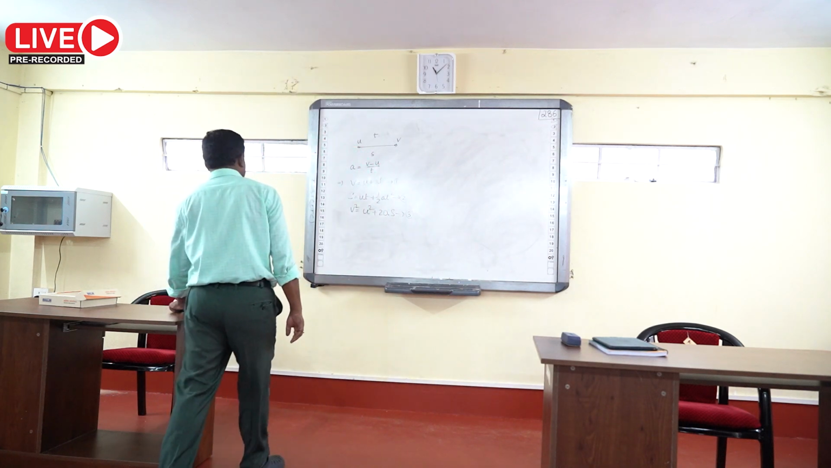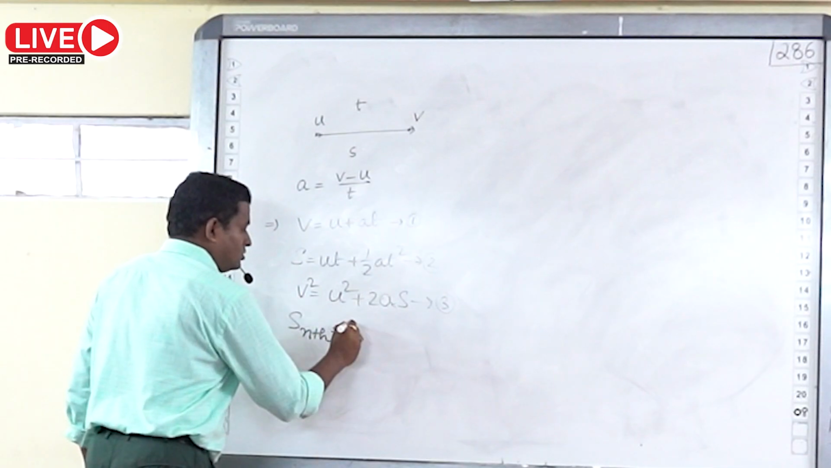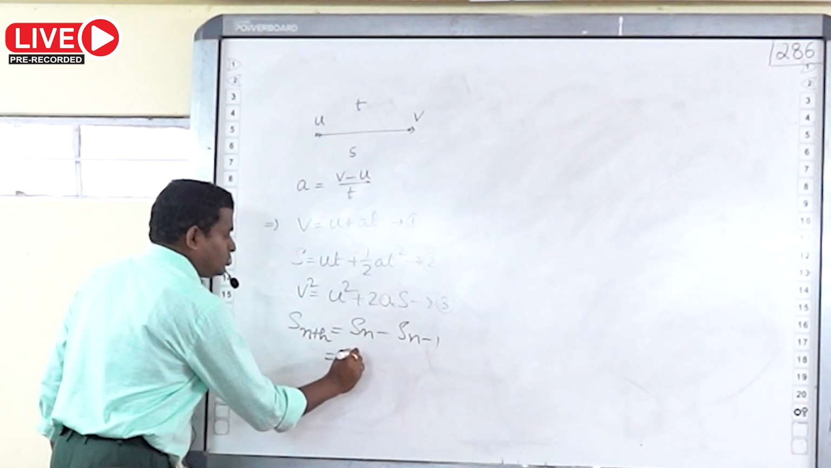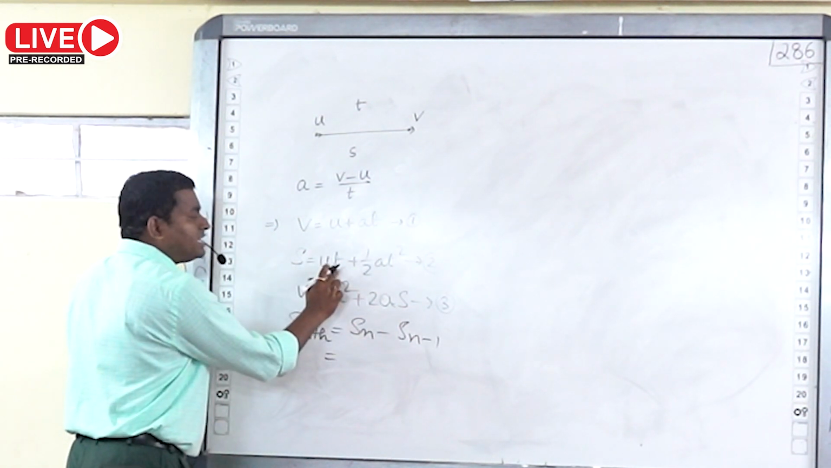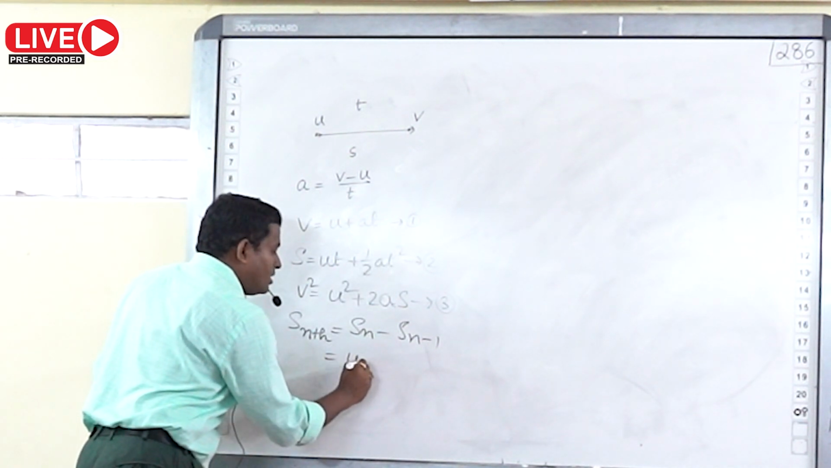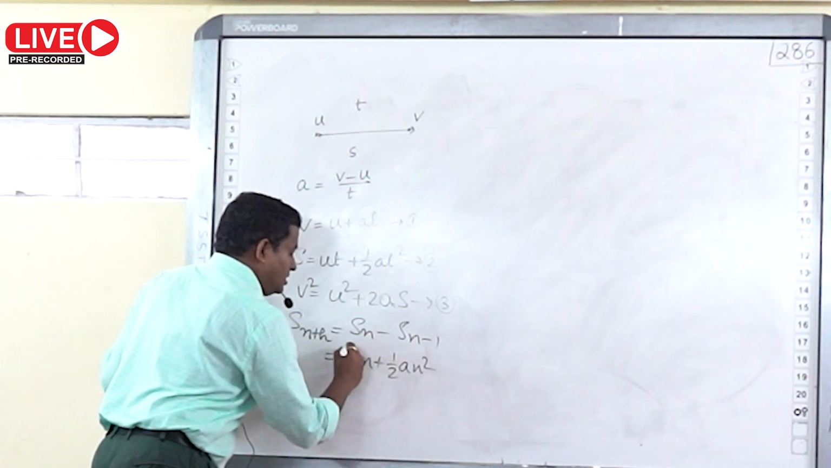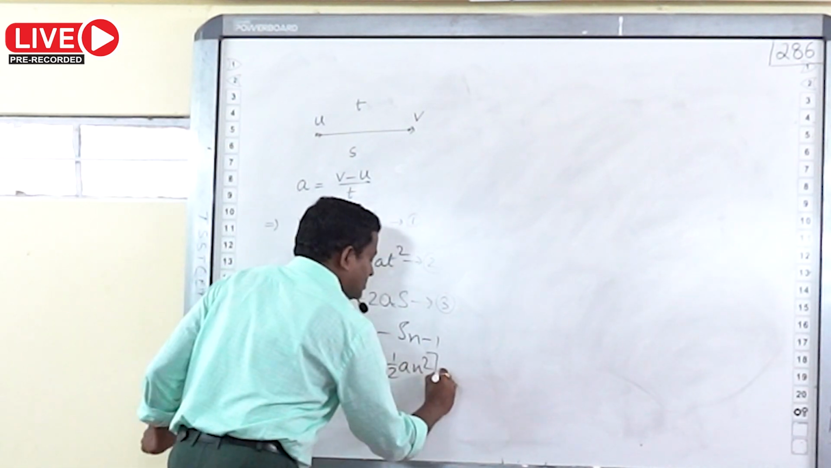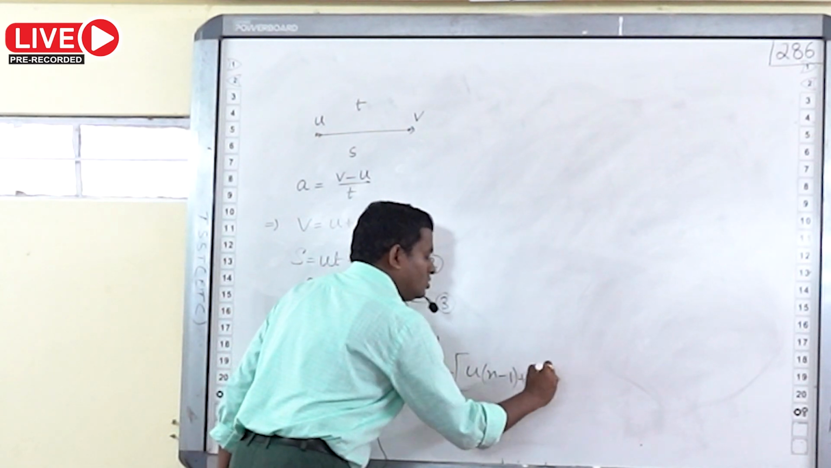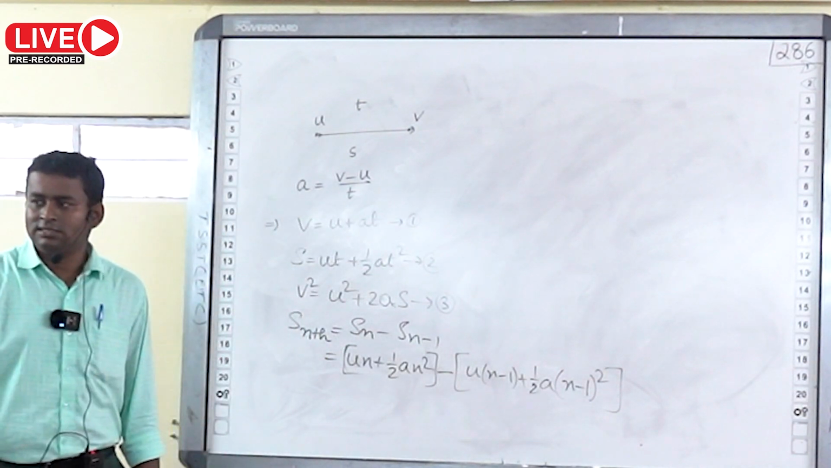So that formula is s nth equal to, simply you can remember like this. In place of t you can put n. So the first term will be un plus half an square. Next one will be minus [u into (n minus 1) plus half a into (n minus 1) whole square]. Now you have to subtract.